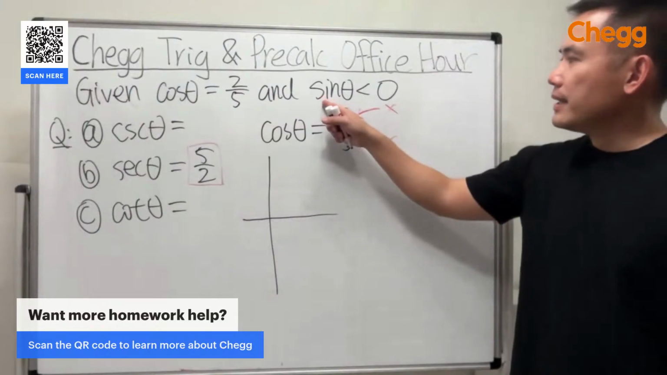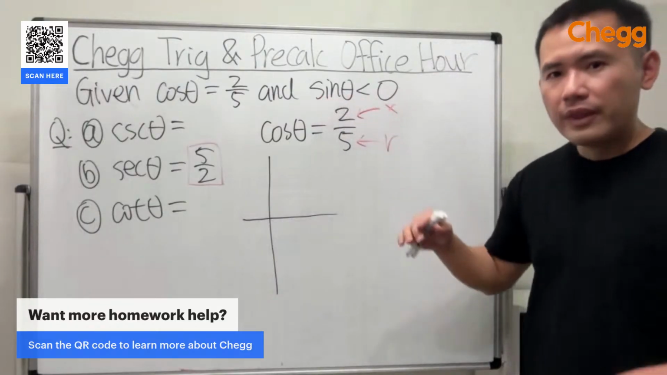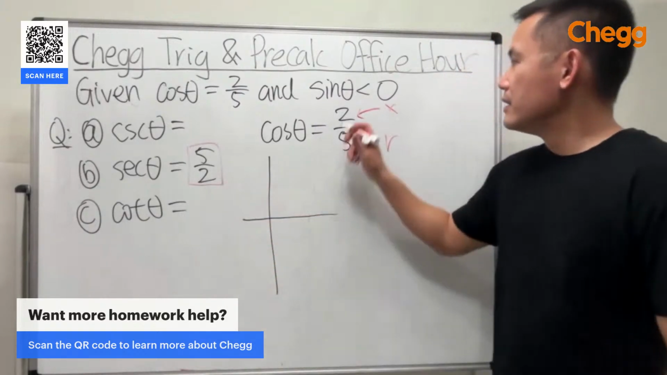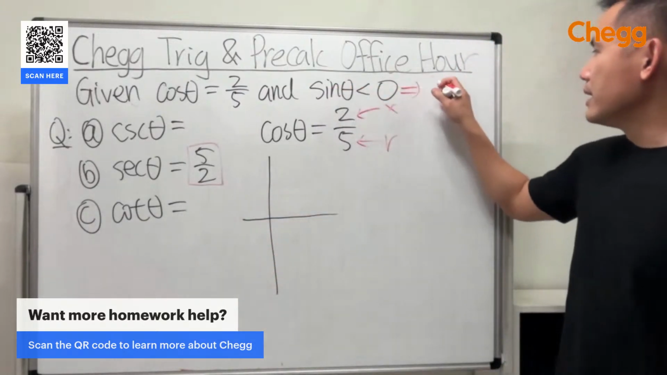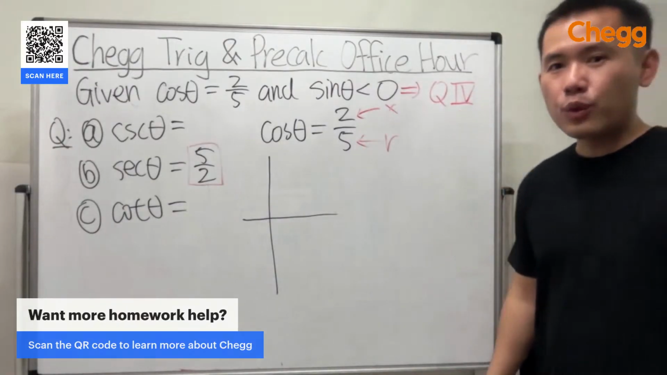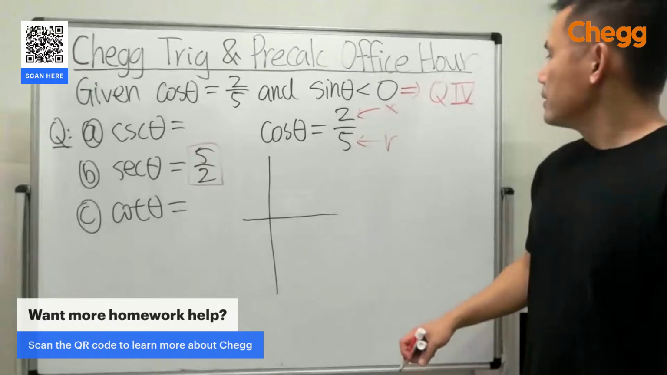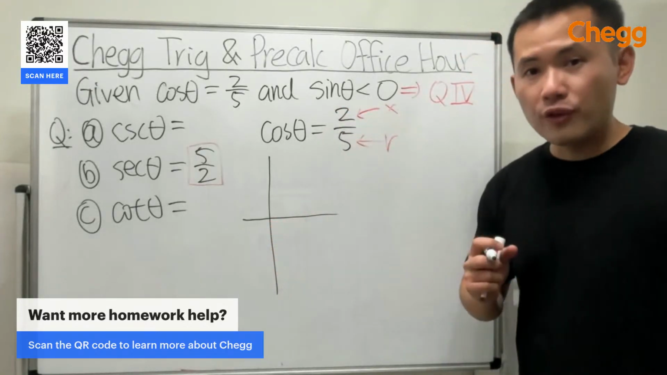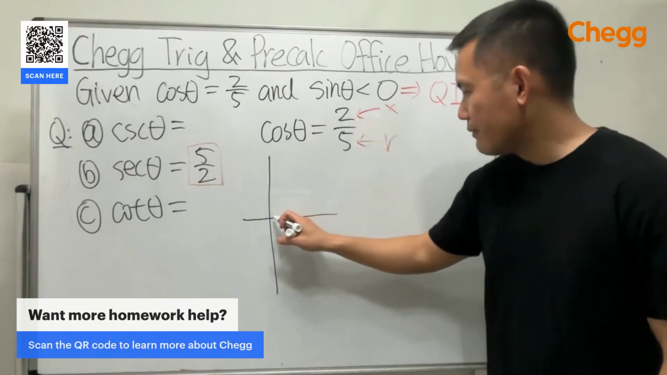Here, sine theta is less than 0. That means we have negative y value. So we are below the x-axis. So this right here means we're in quadrant 4. We're in quadrant 4. So we are looking at this part right here, and let's go ahead and draw our reference triangle. Here I have 2 for the x.